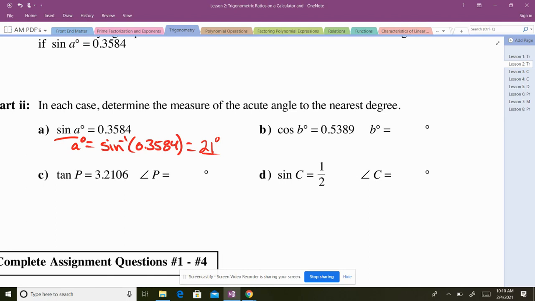All right. Tell me what cosine of B is. Tell me what angle B is in the next one, and then P, and then C. Finish those three there, please.